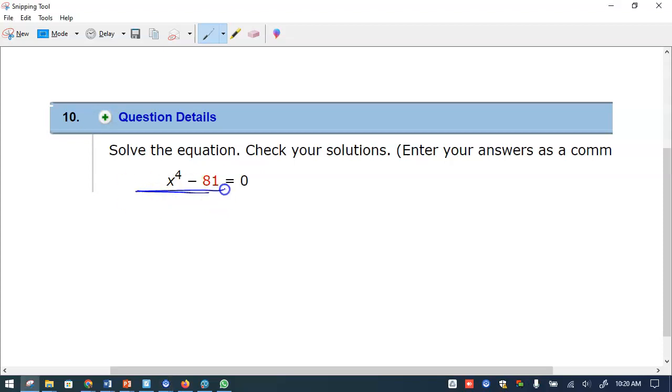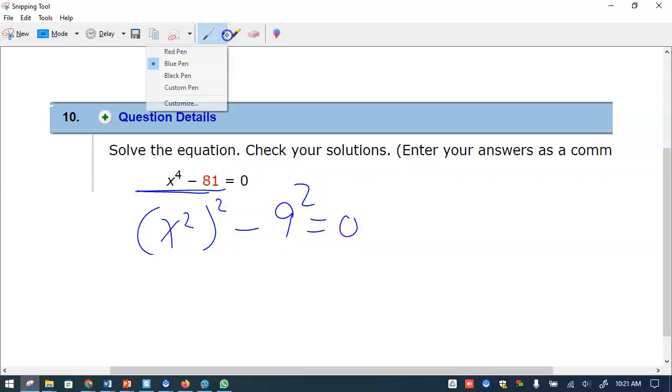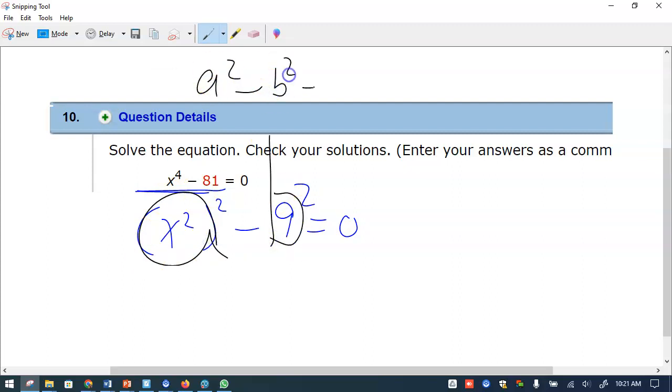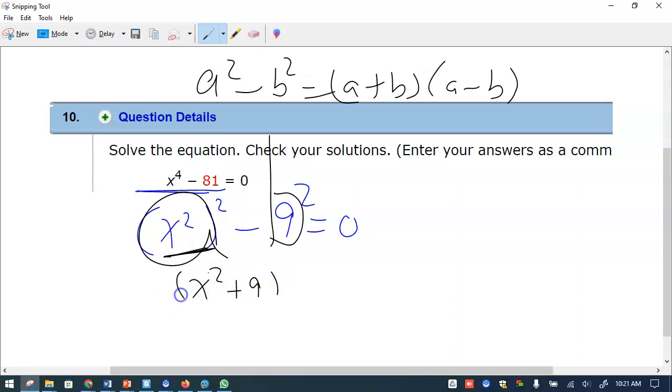Question 10, what I will do is directly write this as x squared squared minus 9 squared equal to 0. So it is of the form a squared minus b squared, and we know a squared minus b squared is a plus b times a minus b. Just use that. And therefore a is x squared plus 9, and the other one is x squared minus 9.